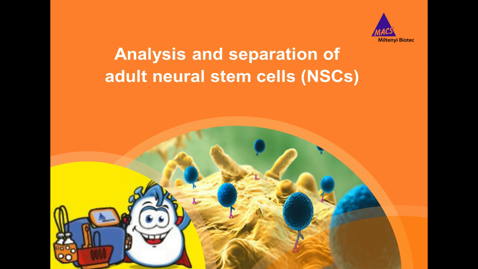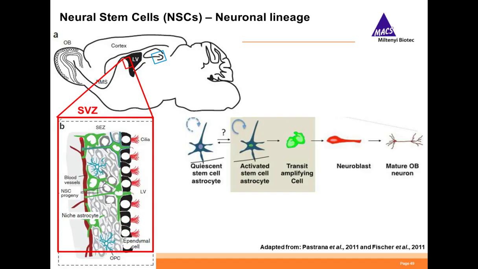So in the next part, I will introduce you into the analysis and separation of adult neural stem cells. Adult neural stem cells are a special type of cells, and they can be found in the two neurogenic brain regions of the adult brain. They are located once in the subventricular zone of the lateral ventricle, and they are also located in the dentate gyrus of the hippocampus. And today we will talk here about the stem cells of the subventricular zone.